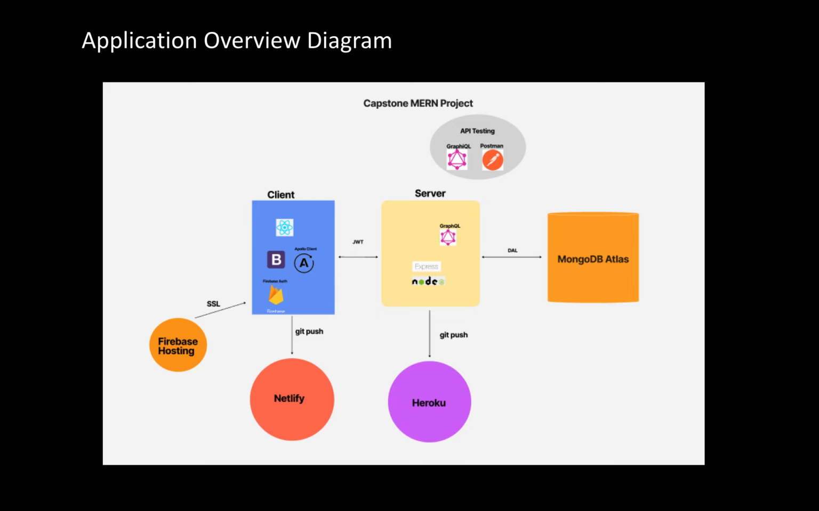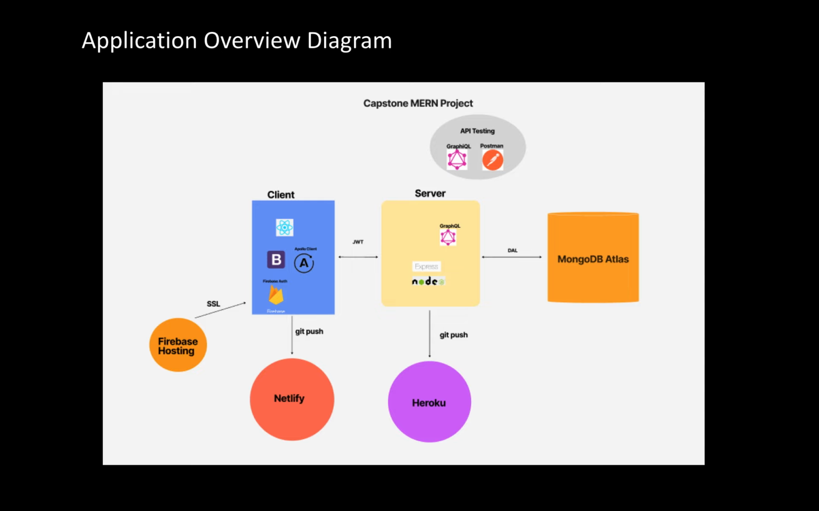And on the server side, I use GraphQL for queries and mutations of the user, and Express as a REST API for JWTs, JSON Web Tokens, and I have a data access layer to communicate with my database, which I chose to be MongoDB Atlas, which is a cloud-hosted database in itself.